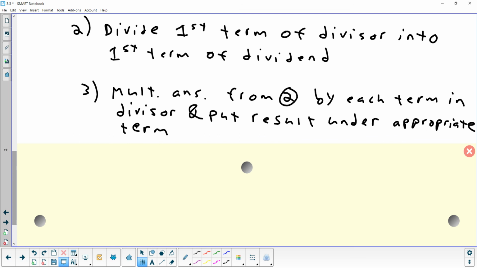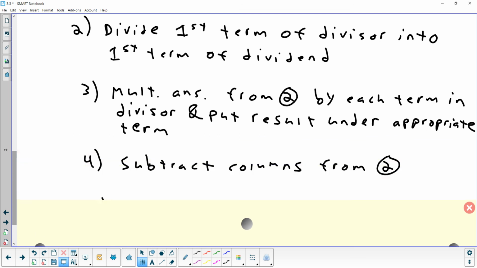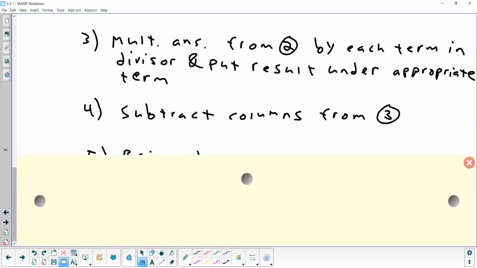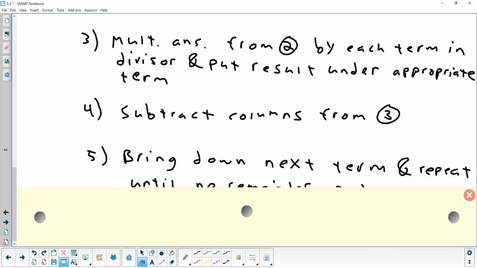So you divide, multiply, and then the next step is to subtract. At this point, you're going to have some things lined up in columns, and you're going to subtract them. And that pretty much completes one cycle of long division. Now you bring down the next term and do it again. So bring down the next term and repeat it.